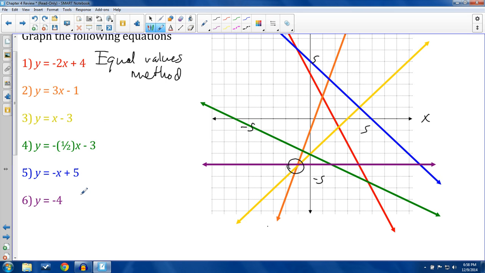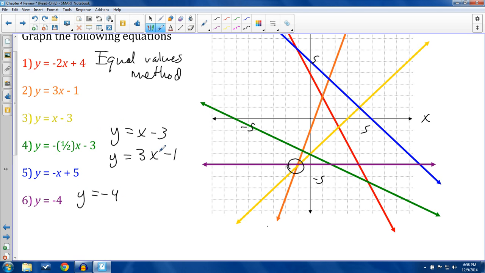So you have y equals negative 4. That one's a dead giveaway. They tell you, look, y equals negative 4. You already know what to do with that one. Y equals x minus 3. And y equals, orange, 3x minus 1.